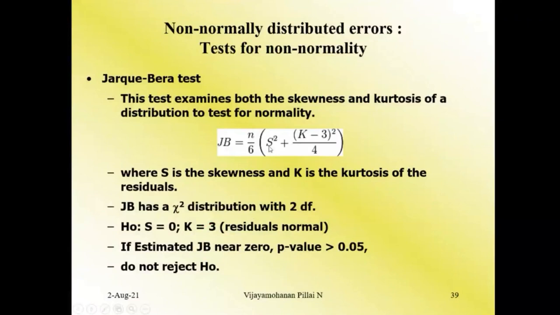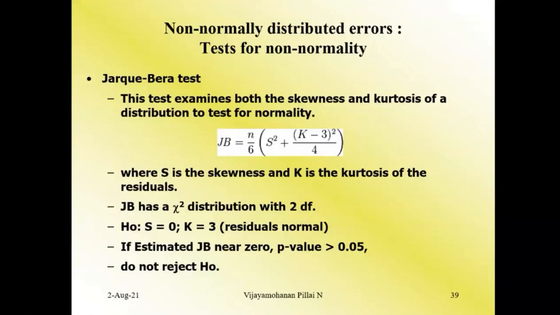S is the skewness and K is the kurtosis. If skewness is 0 and K equals 3 for a normal distribution, then the JB statistic is 0. That means we have a normal distribution, if S equals 0 and K equals 3. Otherwise, if the p-value for this statistical test is greater than 5%, then we cannot reject the null hypothesis of non-normality. Okay, the hypothesis of non-normality.